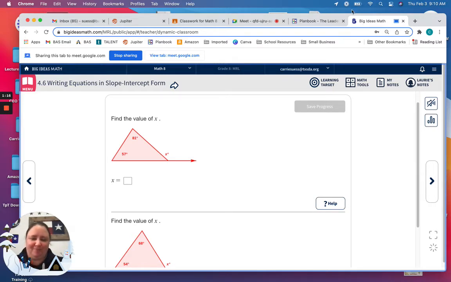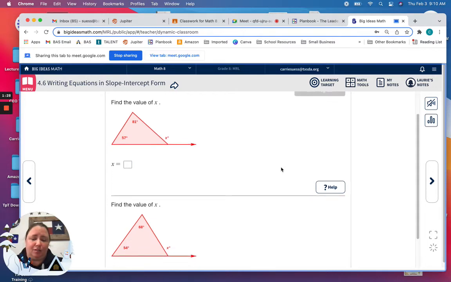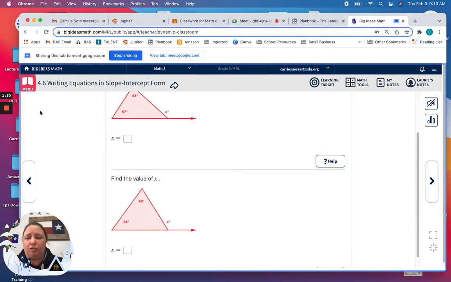We are adding 57 and 81. Yes, to find the exterior angle, you add together the interior opposite side angles. So you're going to add 81 and 57, plug it in for x, and you should be able to do that for both of those. I will give you all just a moment.